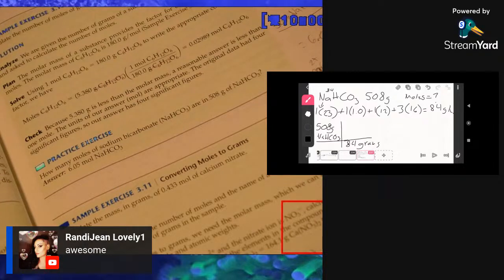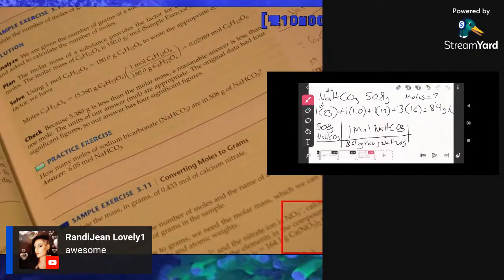So we got 84 grams, right? So 84 grams of sodium bicarbonate, NaHCO3, equals 1 mole of sodium bicarbonate. See that? And that pretty much is the answer right there.